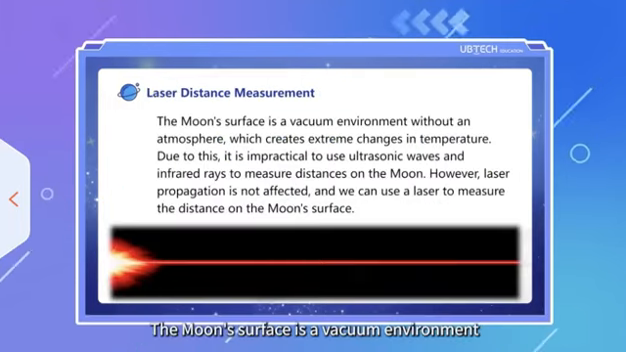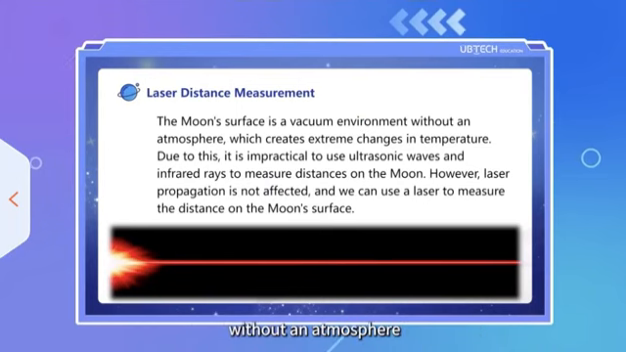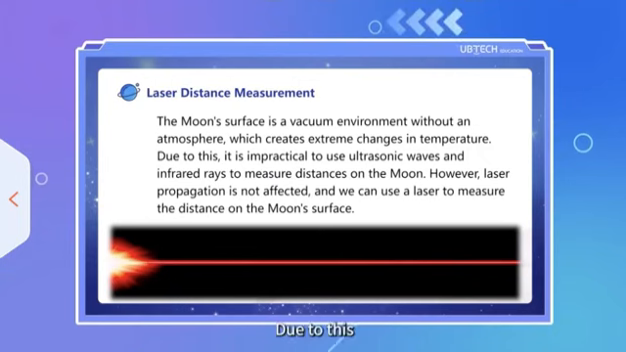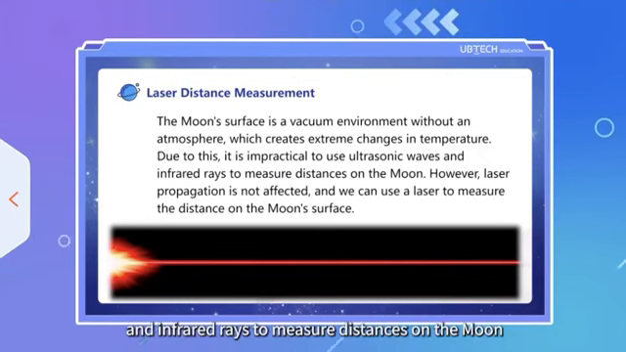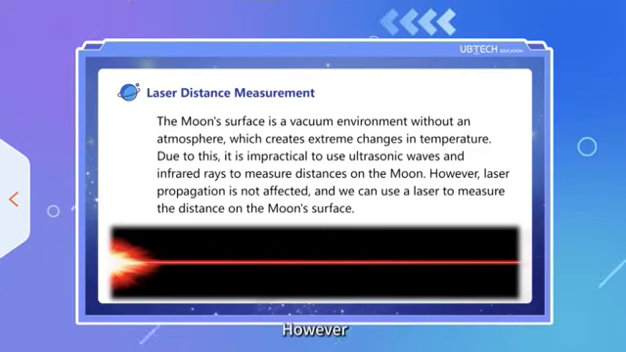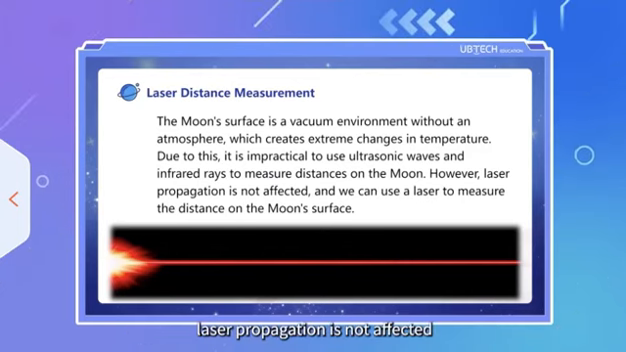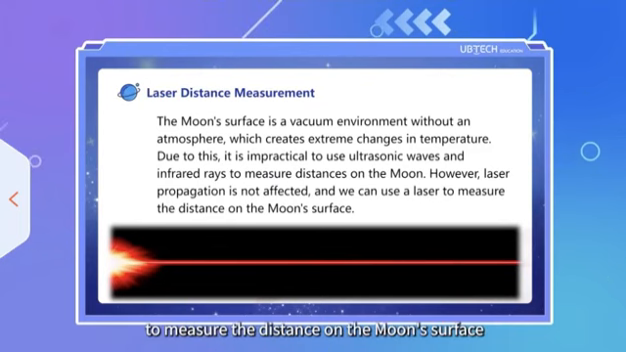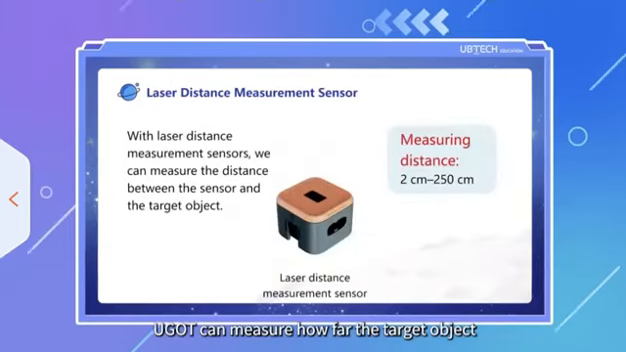The moon's surface is a vacuum environment without an atmosphere, which creates extreme changes in temperature. Due to this, it is impracticable to use ultrasonic waves and infrared rays to measure distances on the moon. However, laser propagation is not affected, and we can use a laser to measure the distance on the moon's surface.